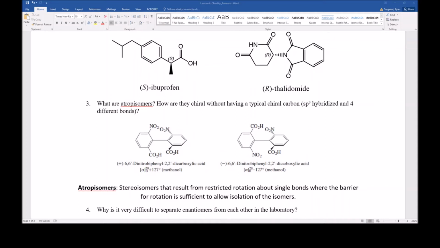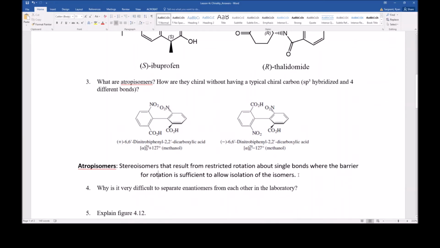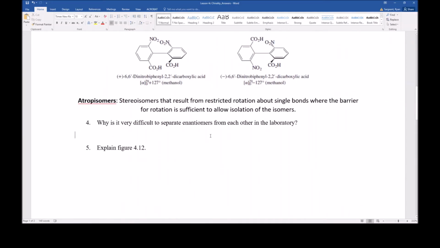And I just pulled this definition right from the glossary of your textbook. It seems to do the trick in terms of defining what atropisomers are. I really should learn how to pronounce that. Next question.